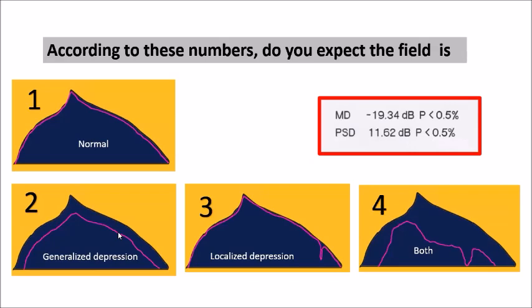Okay, these are the results of the voting. I have one person who chose number 2, generalized depression. We all know that if you have abnormality here, this is generalized depression. If you have abnormality here, this is localized depression. So both get a probability of 0.5%. So both are abnormal. So the correct answer is that we have both generalized and localized depression, and choice number 2 is not correct.